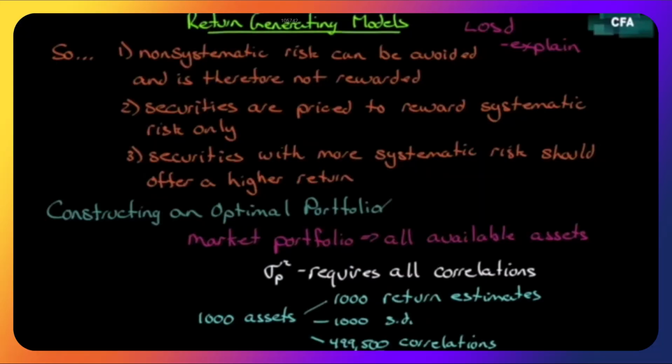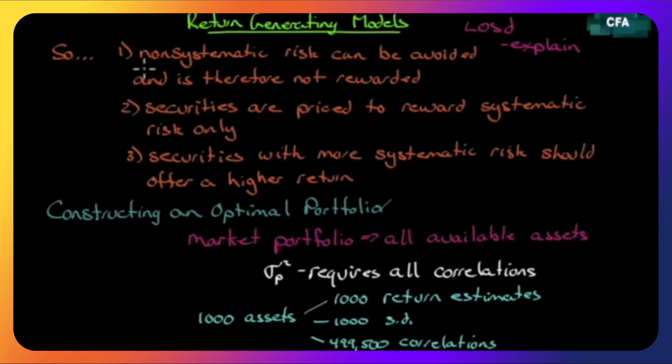So we are now on the LOS. The keyword here is "explain": explain return generating models, including the market model and their uses. Let's set the stage. It's easier if we make 3 nice points and then give ourselves a problem that we would have, and the answer to our problem is a return generating model. How about we do it that way?